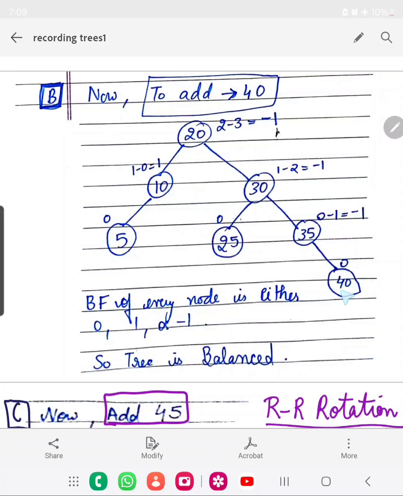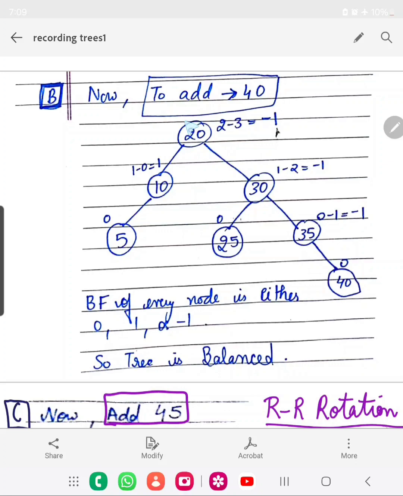The left child of 40 is not there, right child of 40 is not there, balance factor is 0. The balance factor of 25 is also 0. The balance factor of 5 is also 0 because left child minus right child height is 0 minus 0. Now the left child of 10 is 5. So the height is 1 minus 0. The balance factor is 1.